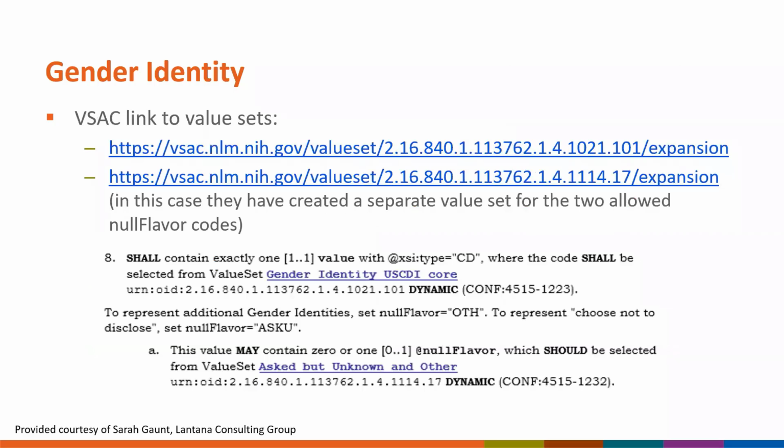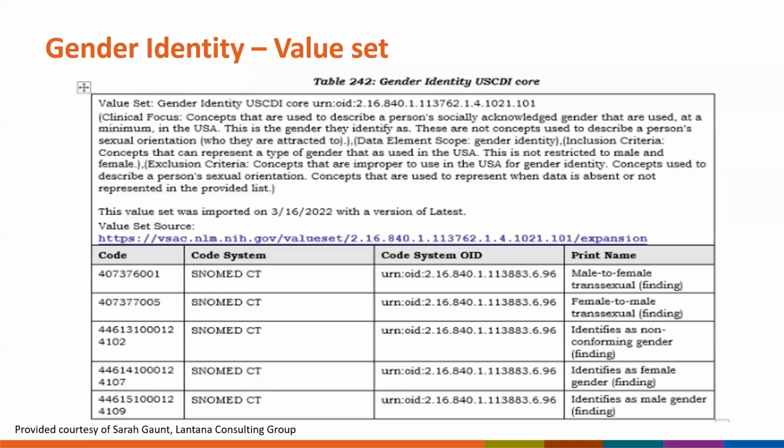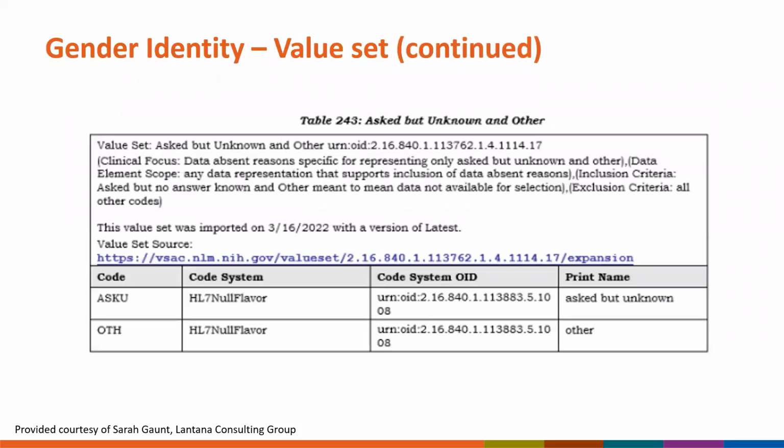The next few slides are screenshots that show the gender identity value sets from VSAC. And this slide here contains links to the value set. Next slide, please. And this is a look at the gender identity value set in VSAC. Next slide, please. And this last slide shows the value set for the two null flavors, ASKU unknown and other.